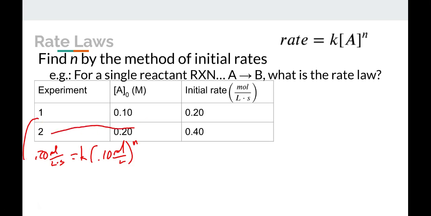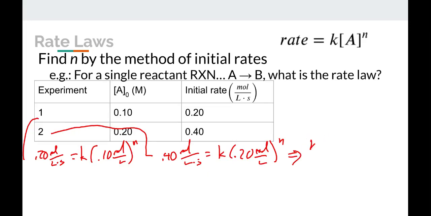So that's from experiment number 1. From experiment number 2, we can write the same rate law. We could say that the initial rate, which is 0.40 moles per liter second, equals K times 0.20 moles per liter raised to the n power. We can solve the second equation for K to get rid of it. So K is equal to 0.40 moles per liter second divided by 0.20 moles per liter raised to the n power. And then we'll substitute back into the equation from the first trial.